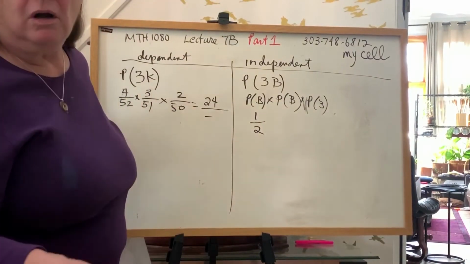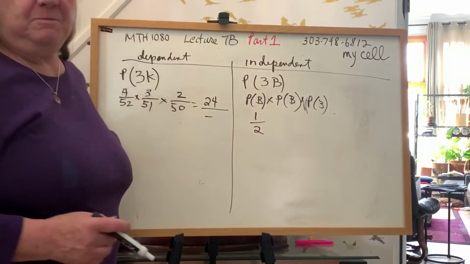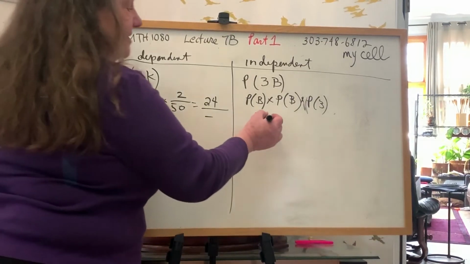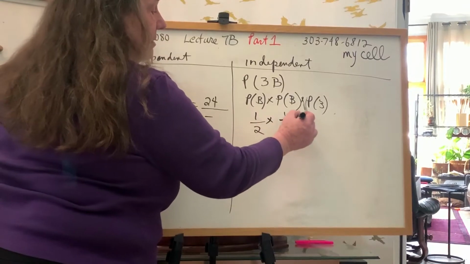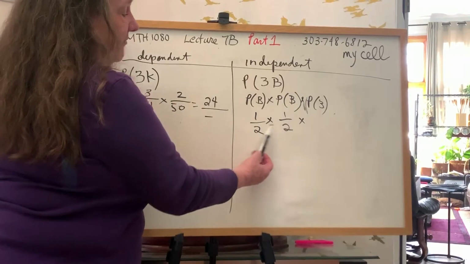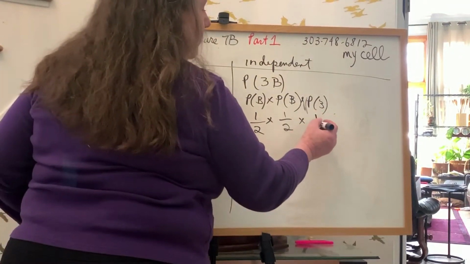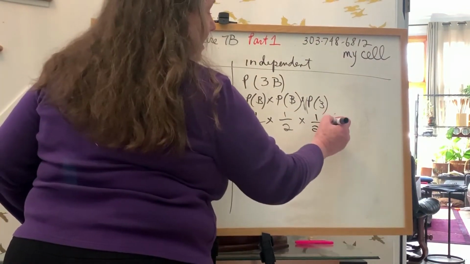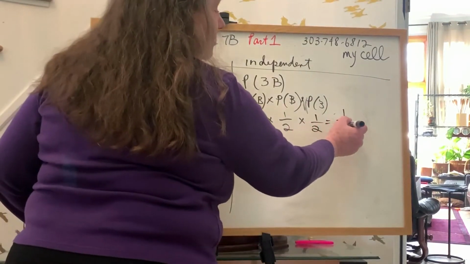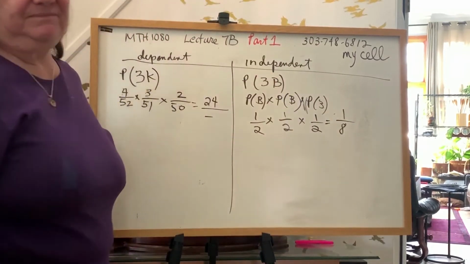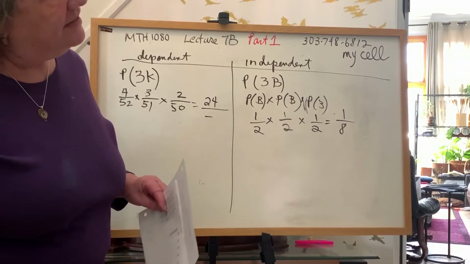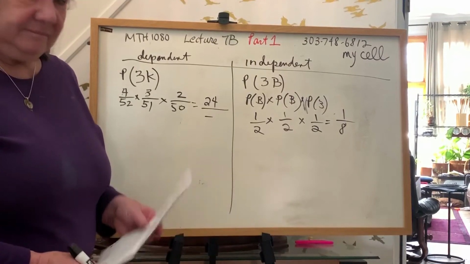You either have a boy or a girl, okay? The second boy has no bearing from the first boy, so that is still 1 in 2. Having a third boy has no bearing from the first or the second boy, and that would again be 1 in 2. Multiplying 1 times 1 times 1 is 1 over 2 times 2 times 2 is 8. And that's it for that type of example. Okay?